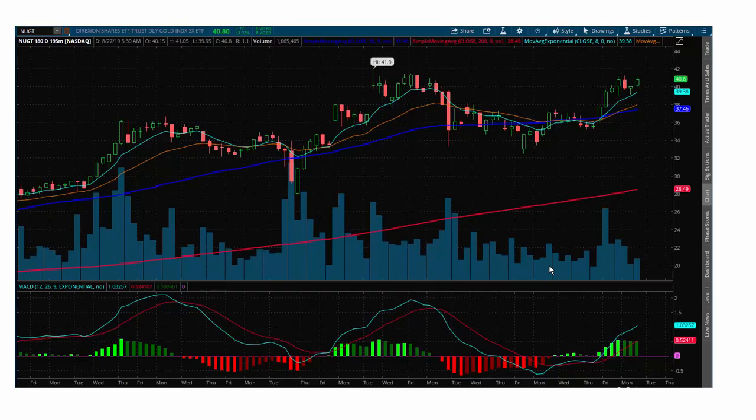Here is Nugget, the leveraged gold ETF. Okay, again, strong stock trending up. I wanted to get long on a pullback. Stock does not trade smoothly. Lots of chaotic movement. Doesn't matter. I wanted to get long.